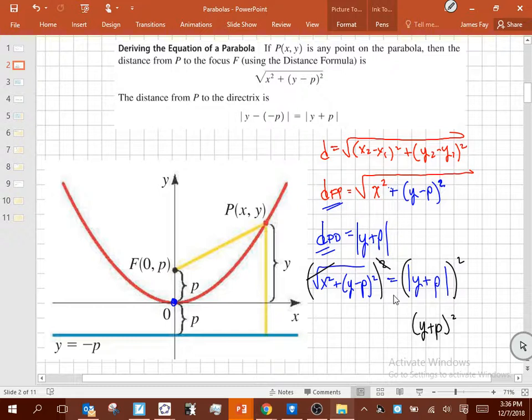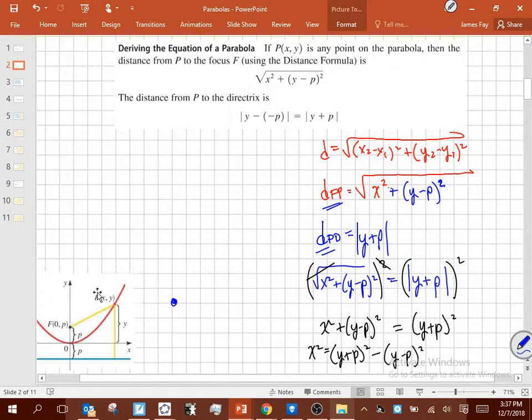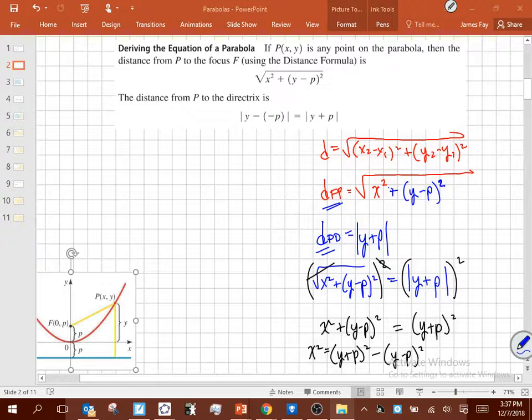On this side, we'd be left with x squared plus the quantity y minus p, squared. I'm going to just solve for x squared here. So x squared is equal to y plus p squared minus y minus p squared. All right, that's ugly. We should be able to clean this up a little bit. I'm running out of room, so I'm going to move this down a little bit. It's kind of backwards, but I'll take this work over here. If I expand the right-hand side, I have x squared on the left, and we have y squared plus 2py plus p squared.